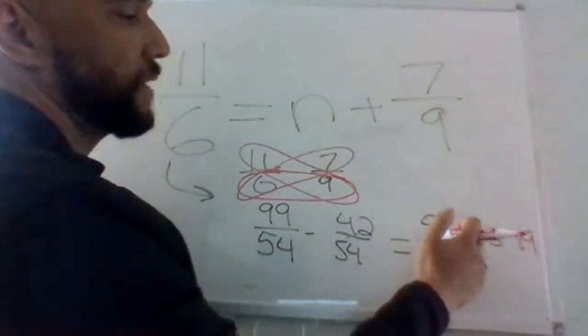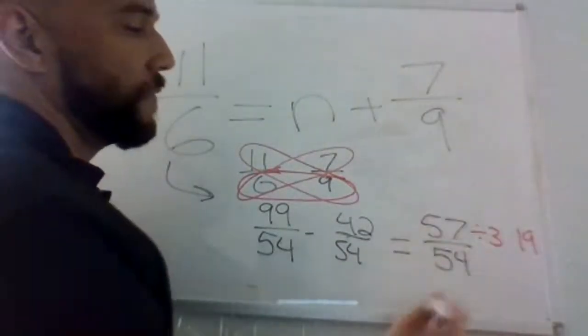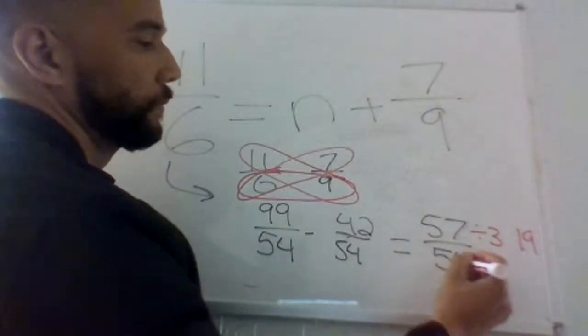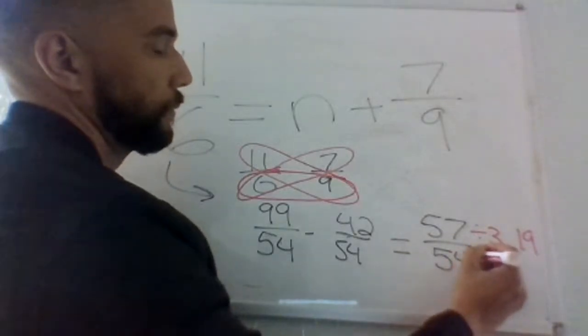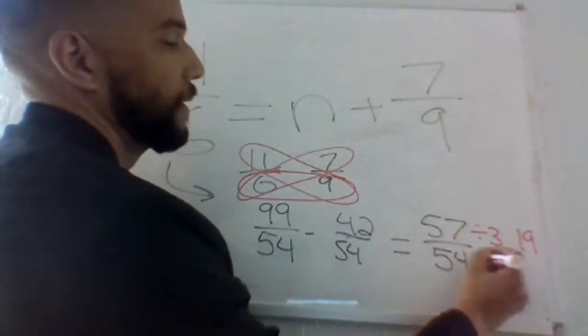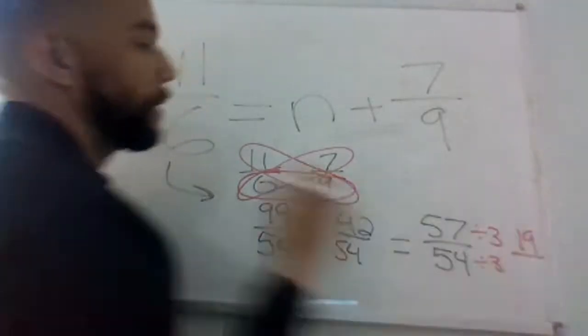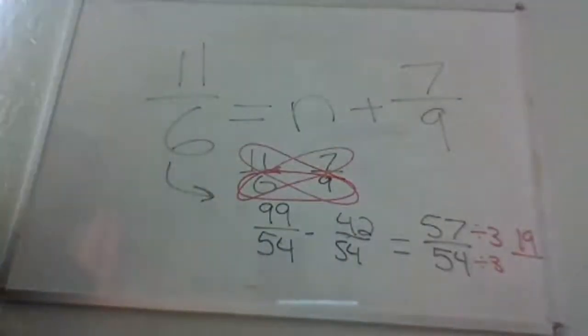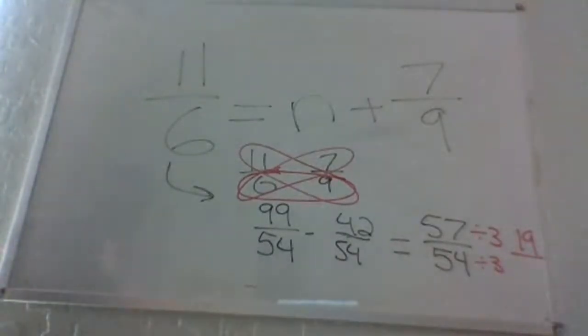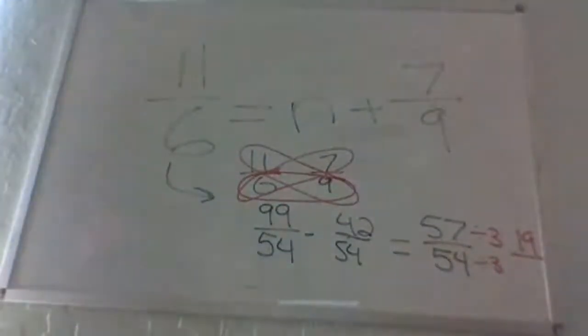So 57 can be divided by 3. Can 54 be divided by 3? Yes. Why? Well, because it went into 57. Remember that rule I taught you? What was the rule? Yeah, so 3. Okay, this one takes me a second. 3 goes into 54.